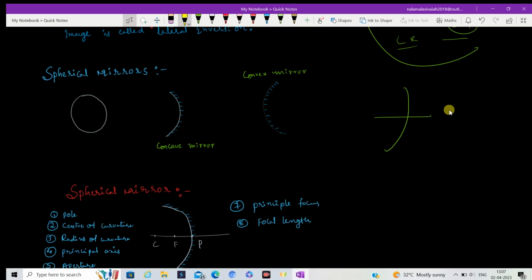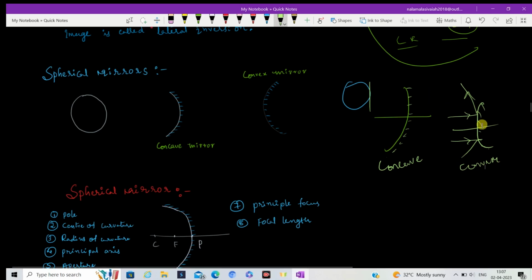So here you can observe, one side is the reflecting surface, and the other side will be coated. One more definition: if the reflecting surface is inward and the coating is outward, then that mirror is called a concave mirror. And for a convex mirror, the reflecting surface will be outward. As you can see in the diagram, this is a concave mirror and this is a convex mirror.